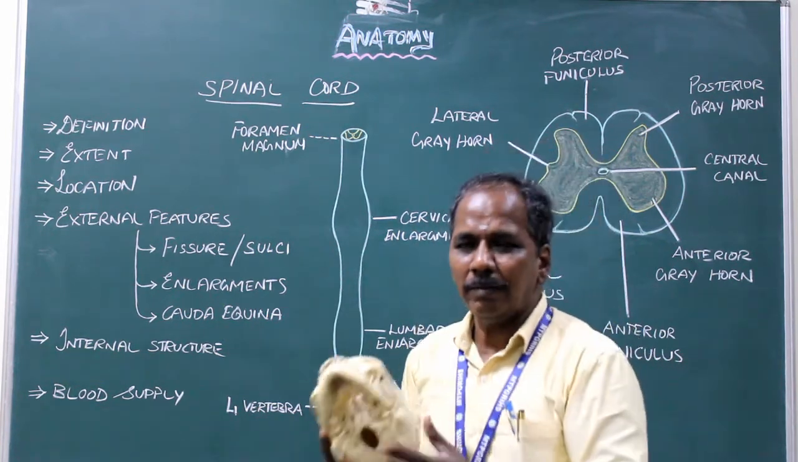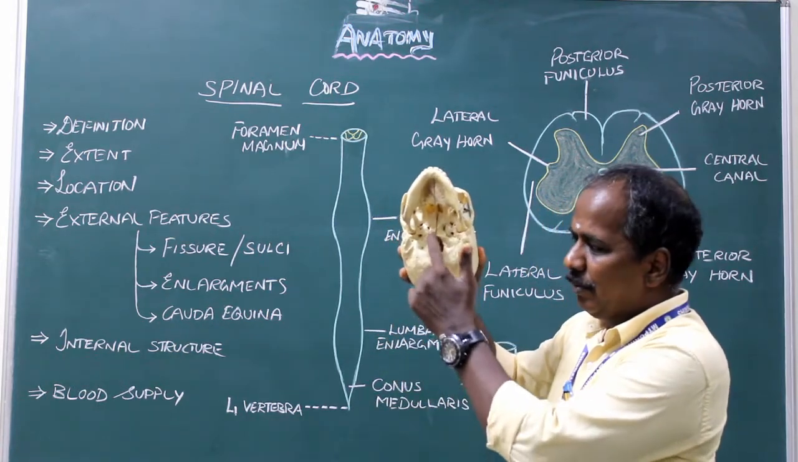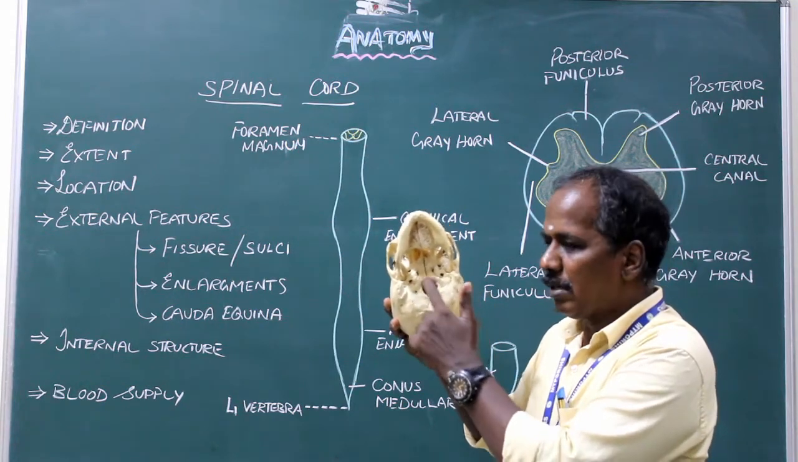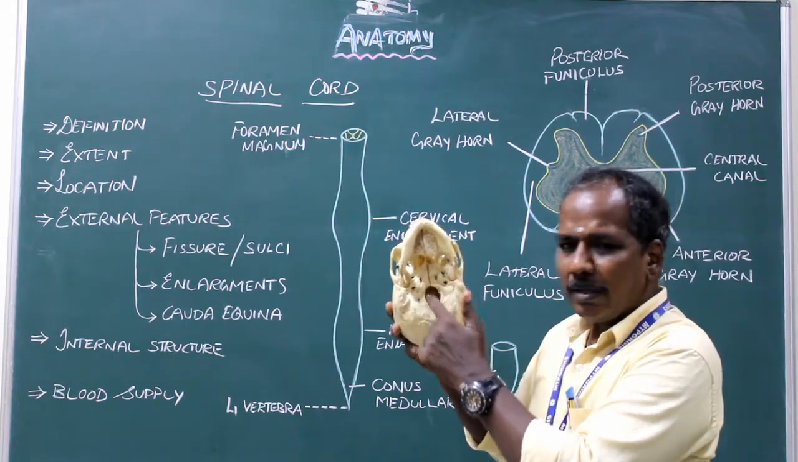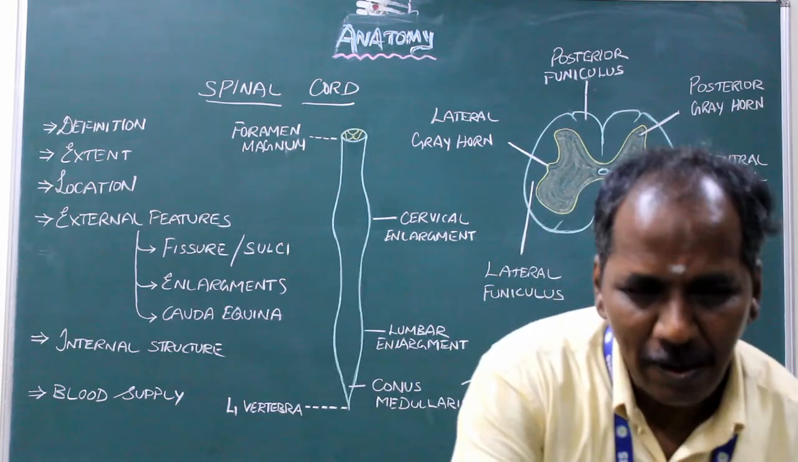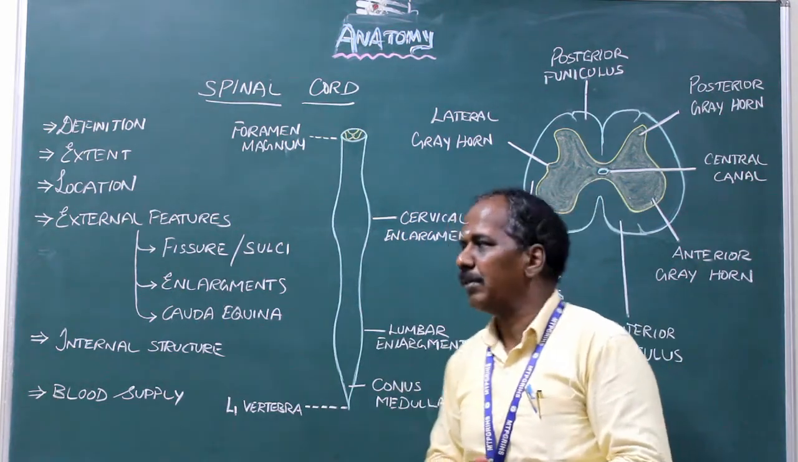It extends from the lower margin of foramen magnum. Foramen means hole, magnum means large or huge. So it is the largest foramen in the skull. So it extends from foramen magnum to the lower margin of L1 vertebra.